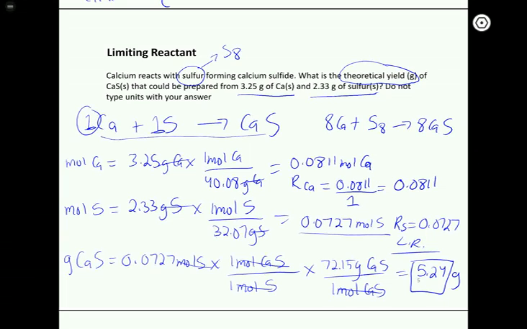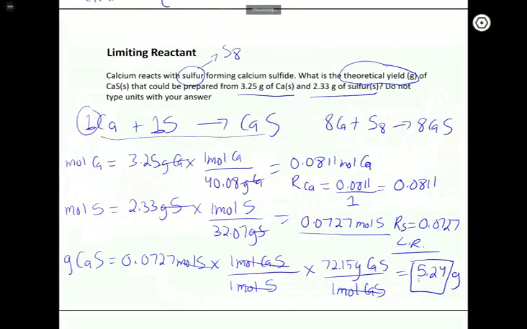We had to take the additional step first of determining the limiting reactant, because we have to know which one of those is going to dictate the amount of product that forms. So don't forget to do that step. If you're given masses of 2 reactants, or any amounts of 2 reactants, you need to figure out which one is the limiting reactant. Okay?